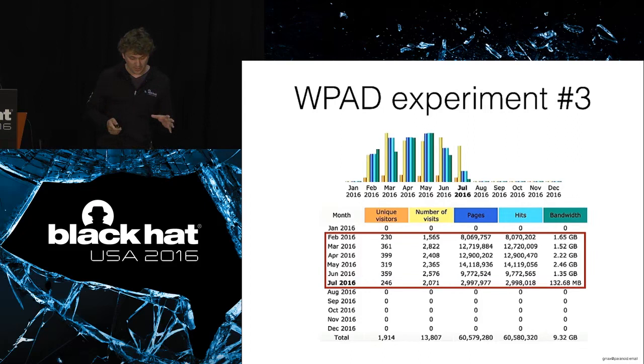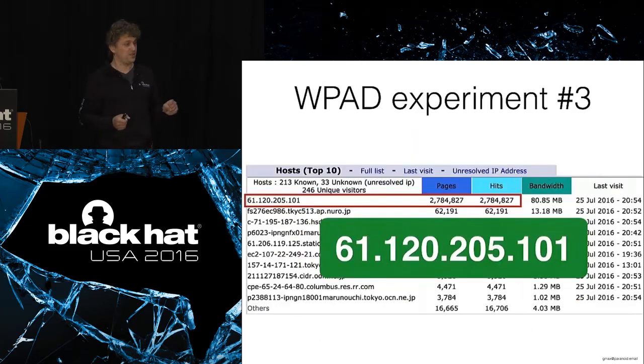Most of the requests were coming from just several IP addresses. You can take a look here: I had only about 200, 300 unique IP addresses. For other domain names in the experiment, it was a much higher rate. So I bought this domain name and started just observing what's happening. Of course, I checked the top requested IP address, and it was 61.120.205.101.